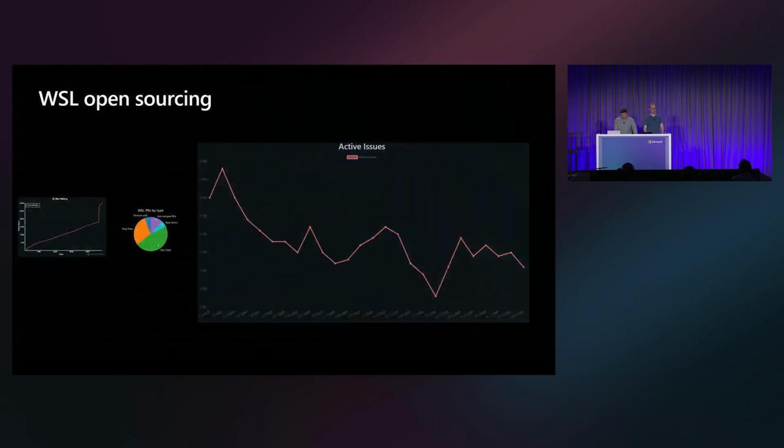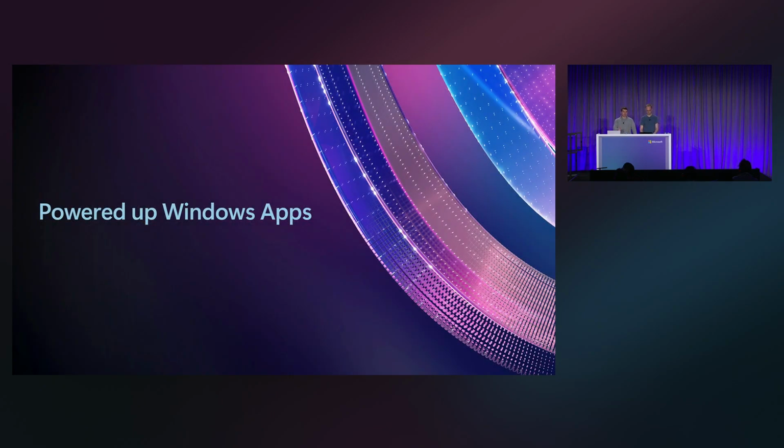All right, and let's jump to our third section. So you've made it through the Windows OS improvements. You've made it through our community productivity updates. And now we're going to talk about how you can power up your Windows apps using some of the latest features that we have on Windows.